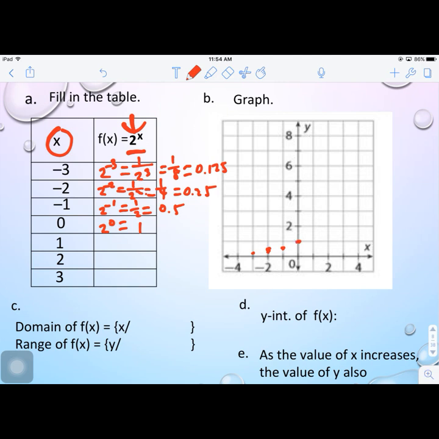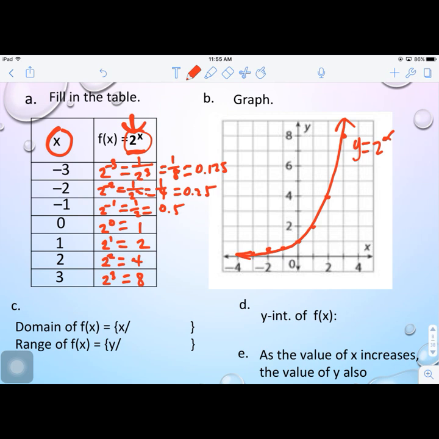We're going to keep going and raise it to the first power. That will be 2. So at 1, it will be 2. At 2, it will be 4. And at 3, that will be 8, because 2 to the third is 8. And there it is. So that would be the graph, and this is a function. It actually has an equation, so we're going to connect the dots, and this is the function for f of x equals 2 to the x.